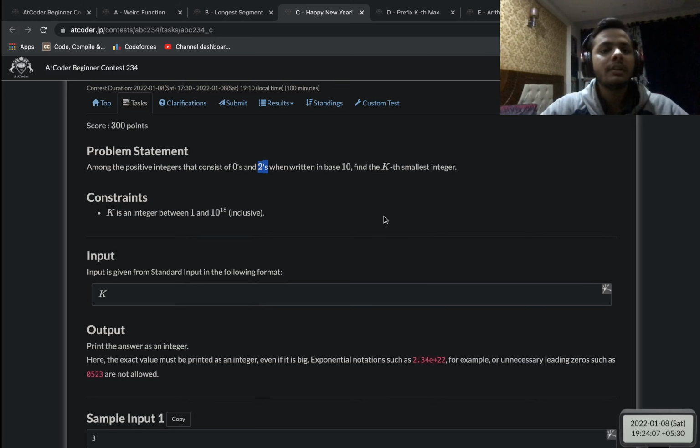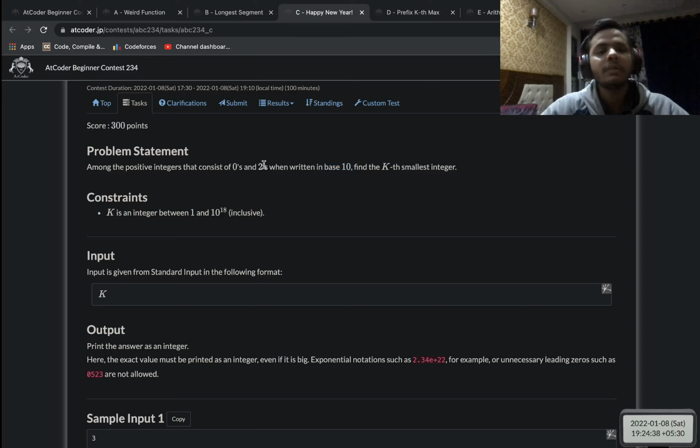But then what we notice is that if we are using only 0's and 1's, it becomes a binary number, a number in base 2. We need to find the kth smallest integer in base 10, but we can still treat it as a base 2 integer because what we are interested in is the relative positions between the numbers. So it doesn't matter if we consider them in base 2 or base 10. The relative position still stays the same.